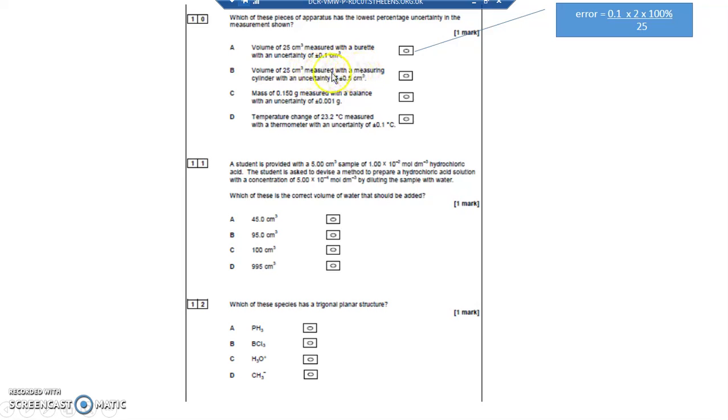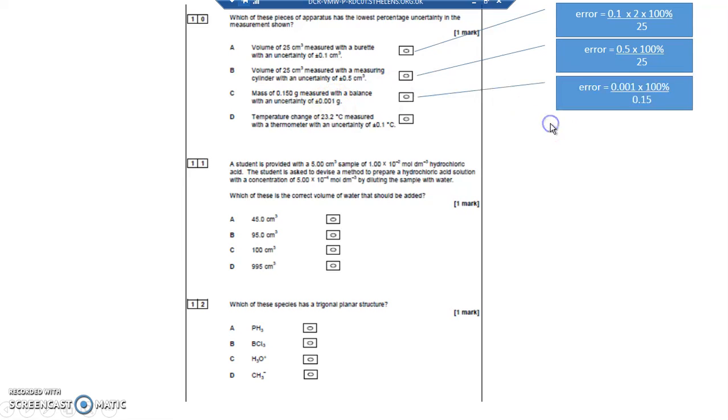So let's have a look at the next one, a measuring cylinder. Well, you only measure once on a measuring cylinder, and there's an error of 0.5 divided by the volume, which is 25. So it's 0.5 multiplied by 1 multiplied by 100% divided by 25. Next, 0.15 grams measured out with a balance. Again, you only measure once on a balance, with an uncertainty of 0.001. So it's 0.001 multiplied by 1 multiplied by 100% divided by 0.15.